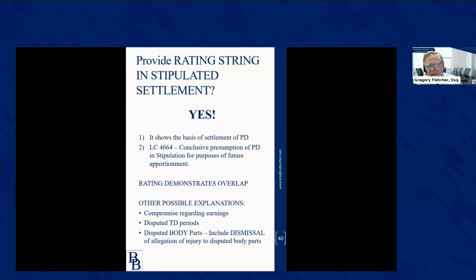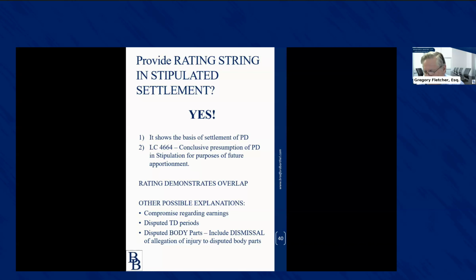So other things that you could be explaining, I just mentioned this, a compromise regarding earnings. There might be disputed temporary disability periods. You can say this settlement includes a payment of X amount. It could be a lump sum to resolve the disputed period of TD from X to Y. And that then resolves that. You don't have to do a separate stipulation. That can be written right into your stipulations with request for award, and that resolves that issue.